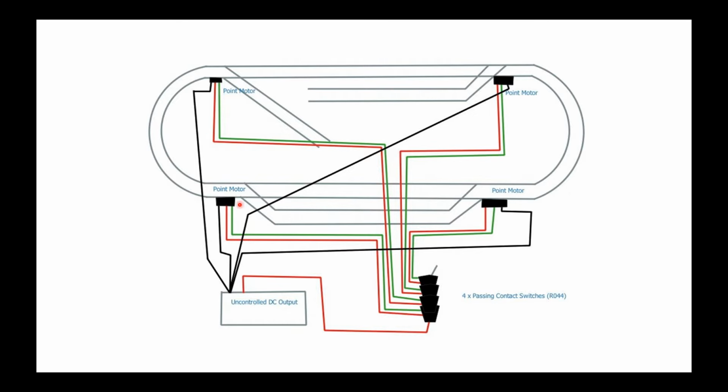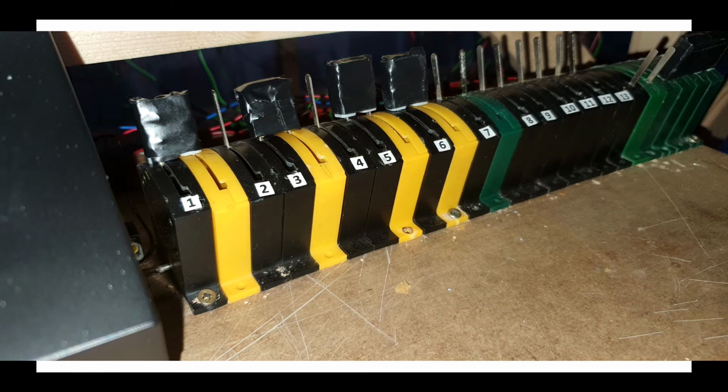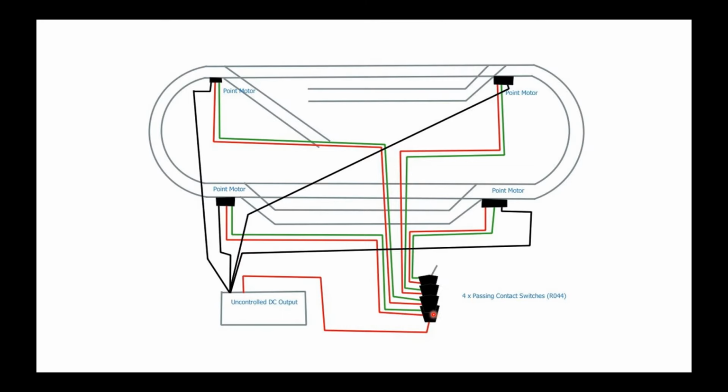So we've got the four point motors, and we've got four passing contact switches. The Hornby ones all plug together, so they can pass the current through, so you don't need additional wiring between the switches, and of course the red and green wires go from each point motor to each switch, and there's a black wire from each point motor going into the uncontrolled DC output. Now that would work. It's a bit messy, and it's not the best, and the more points you add, the more difficult it's going to get to connect this up to your output here. So you really don't want to be doing this.